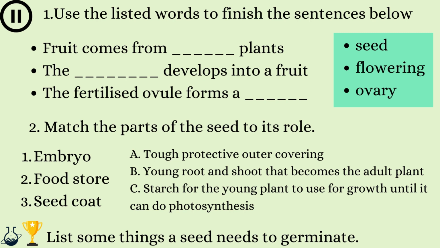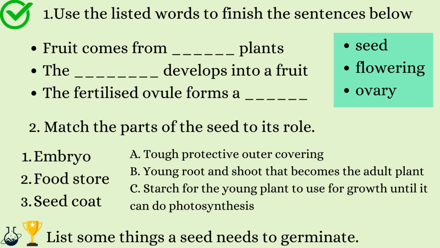Task 1 is to use the words in the box to complete the sentences. You may copy these for revision or just simply list the words in order that they should be used. And task 2 is to match the parts of the seed 1 to 3 with their roles A to C. And if you finish, try the challenge.